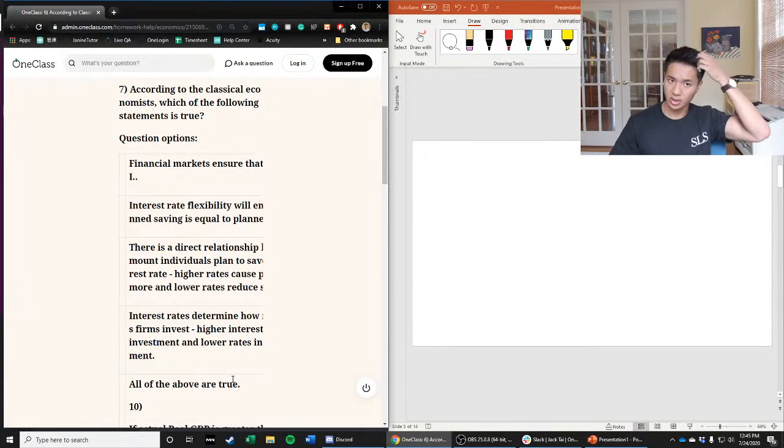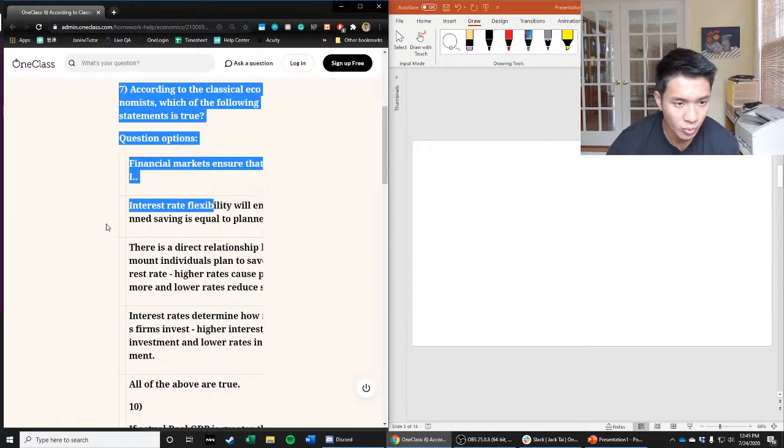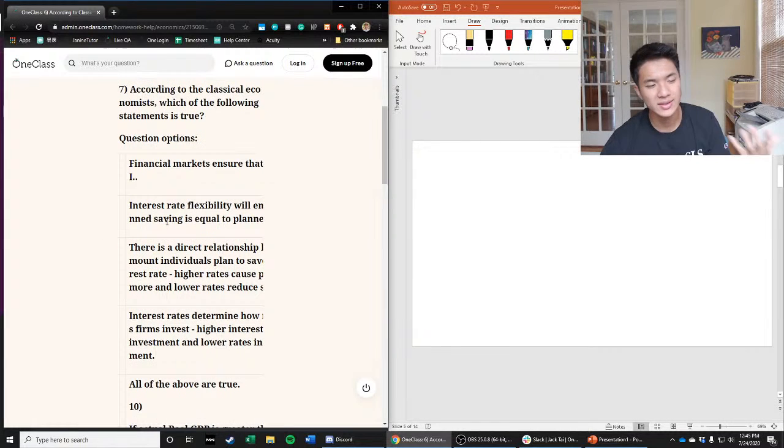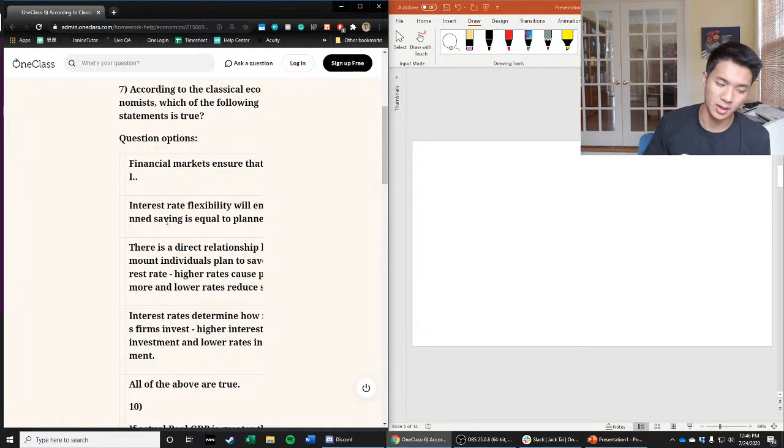So really we're trying to look at the financial market's effect on interest rates, right? Okay. Number 1, interest rate flexibility will ensure that planned savings is equal to planned investment. So this is the idea that savings is equal to investment, and this is true, right? The financial market basically matches up borrowers and savers so that everybody who's planning on saving their money has somewhere that they can put their money to lend and earn interest. And everybody who wants to borrow money is being paired up with somebody who's willing to loan them the money for a short period of time.